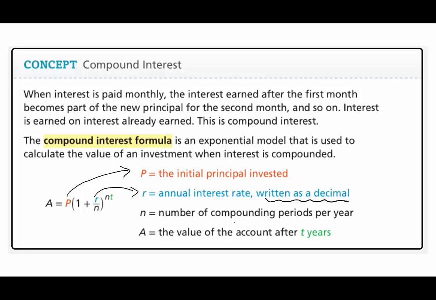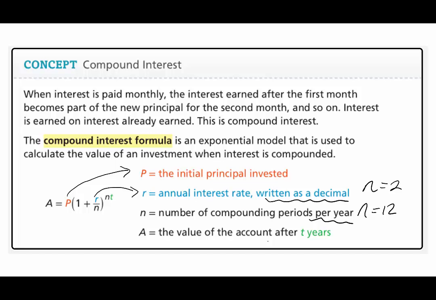The N value is the number of times we are compounding, and it is based on per year. So if we're compounding monthly, then the N value would be 12. If we're compounding semi-annually, the N value would be 2, and that information will be indicated in the question.